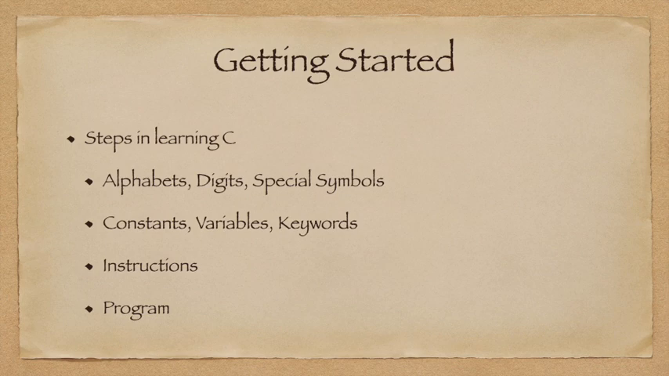Similarly, when we try to learn the language C, we need to first learn about the tokens or the units of the language. Now, the units of the C programming language are again alphabets, digits, and special symbols. After learning about these, we will look forward to learning about the concept of constants, variables, and keywords. Then we will learn how to give instructions and how we can string the instructions together to form a program.